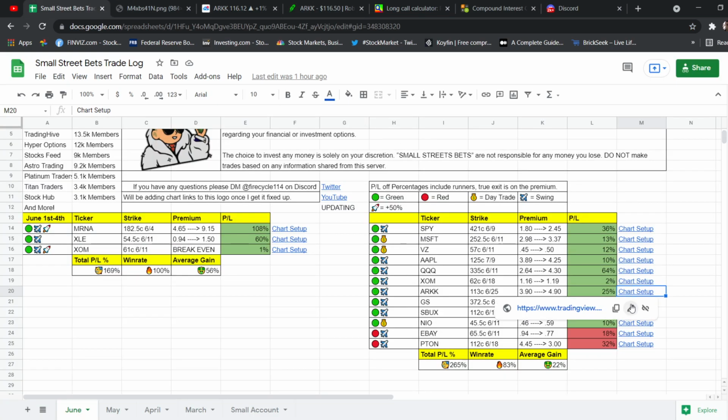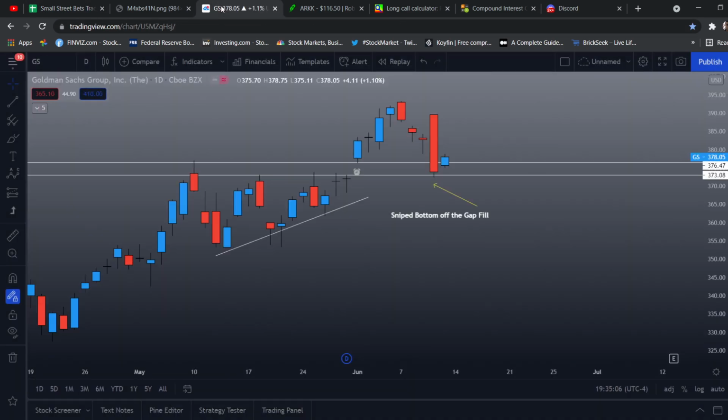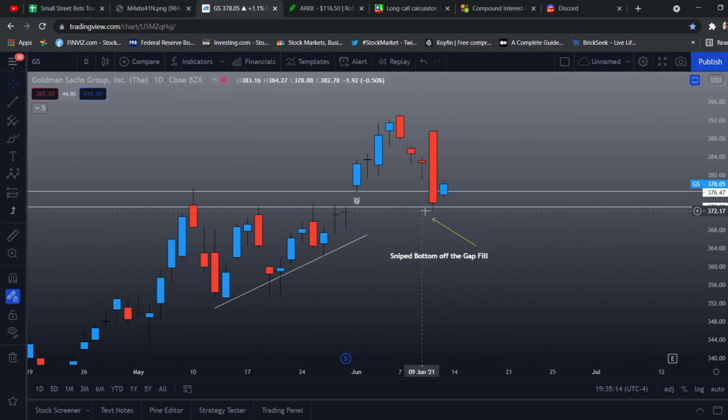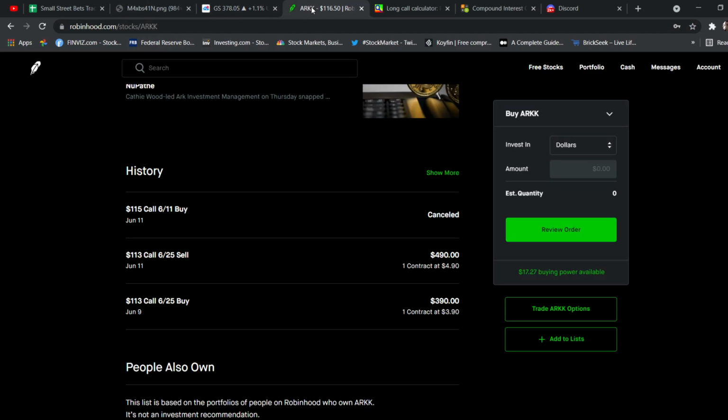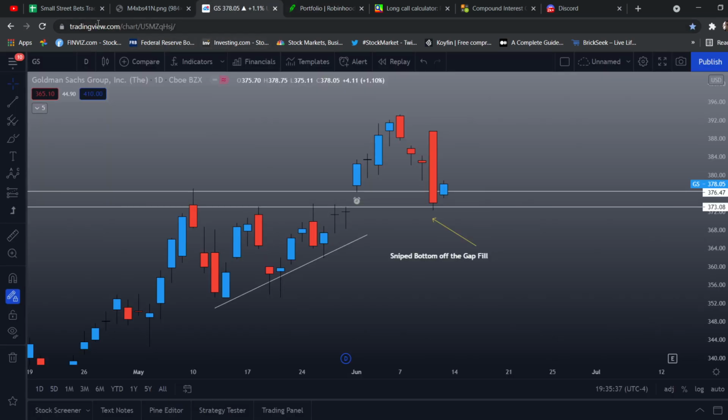Then the next trade we did was GS, and GS was an amazing swing. I'm going to be making a whole video on gaps, and another way to play gaps is buying off the gap fill. We had this major red day right off here, so buying off this candle made sense because we had this major support. So we bought right over here. The next day we gapped up 120%. Very nice. Not on the small account challenge, but overall an amazing play on GS.